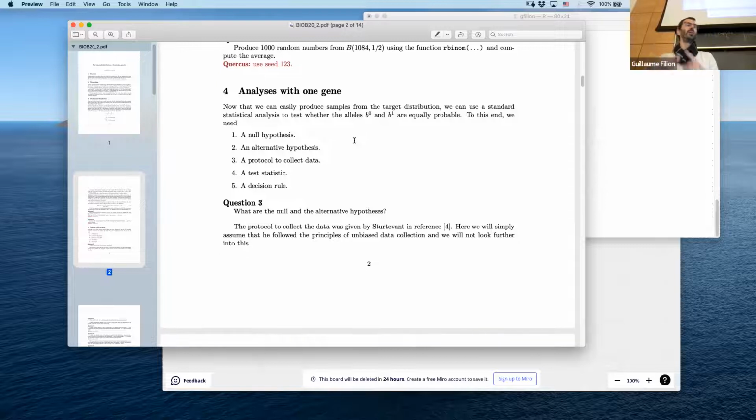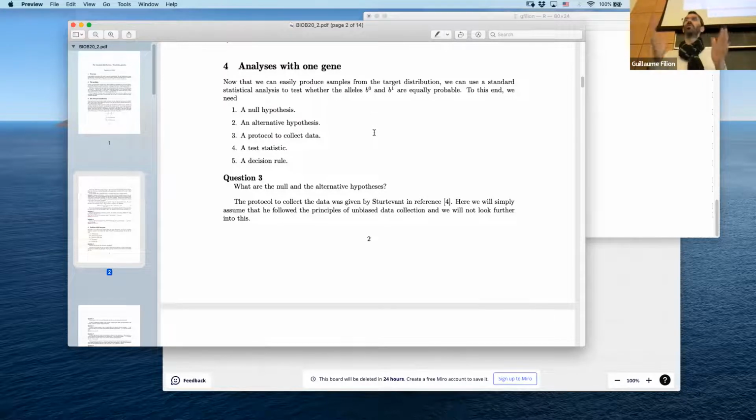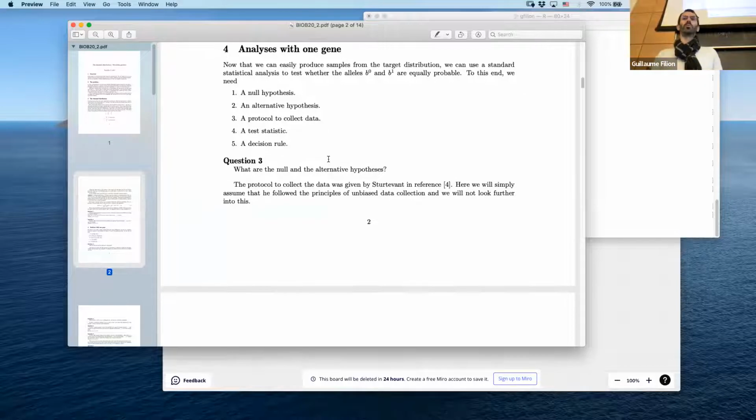To this end, we always need 5 elements. That's the rule of 5 for statistical tests: a null hypothesis, an alternative hypothesis, a protocol to collect the data, a test statistic, S, and a decision rule. We're going to do this the same as last time, but a little bit more strict, a little bit more formal this time. And that's going to be the logic in general. We're going to try solving the problems first, and then refine our solutions to make them more strict.